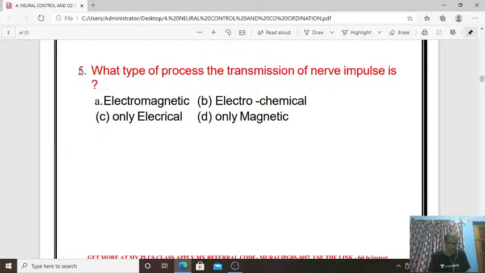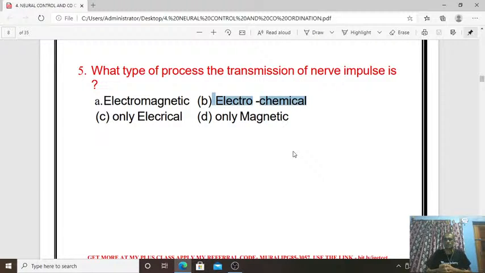Then the fifth one. What type of process occurs in the transmission of a nerve impulse? Whether it is an electromagnetic process, electrochemical, only electrical, or only magnetic. So the fifth one is electrochemical.